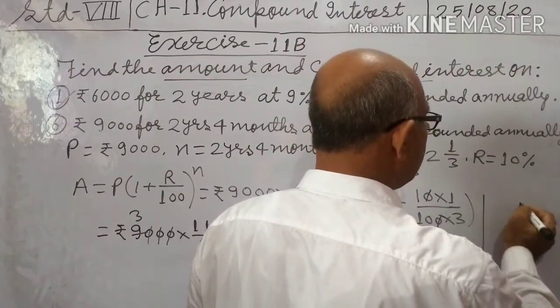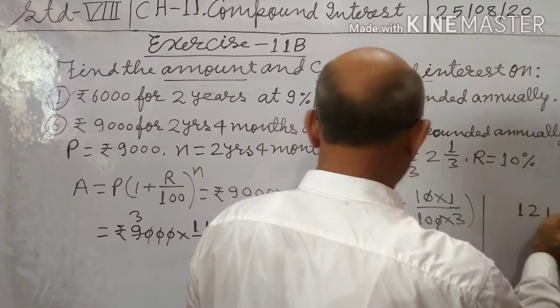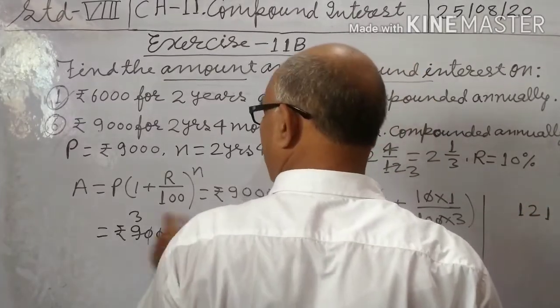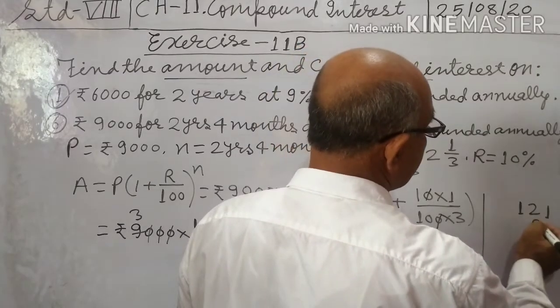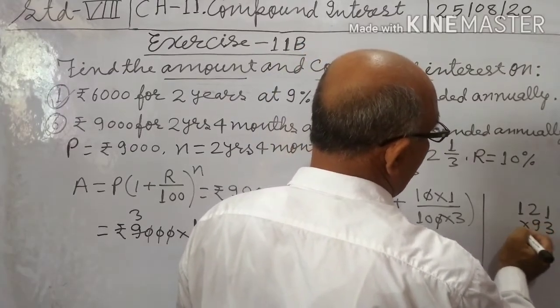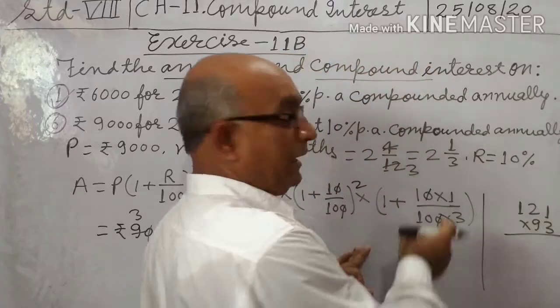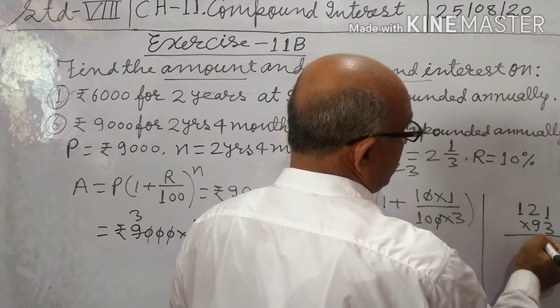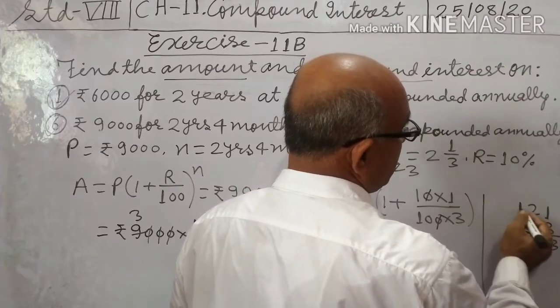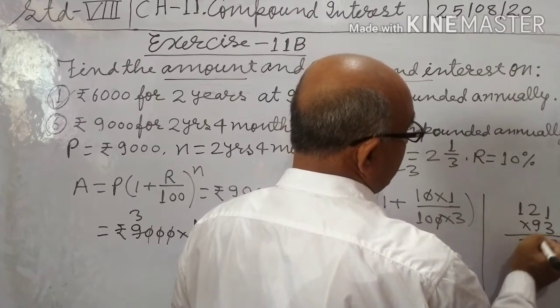11 into 11, 121. Now 31 3 are 93. So 121 multiplied by 93. Multiply it. 1 3 are 3, 2 3 are 6, and 3 3 are 9.